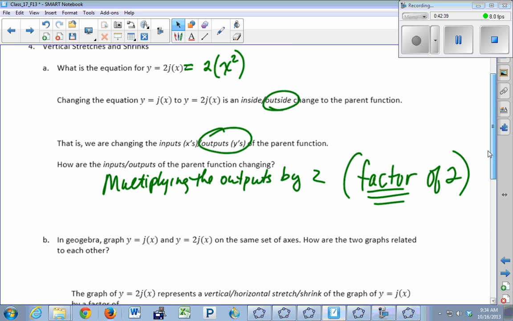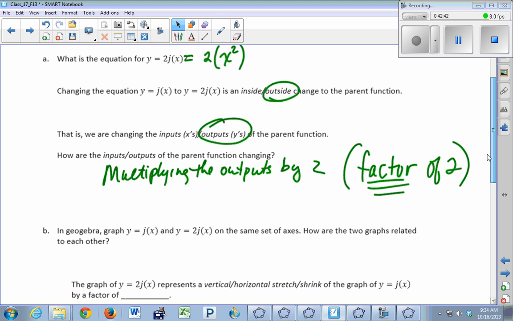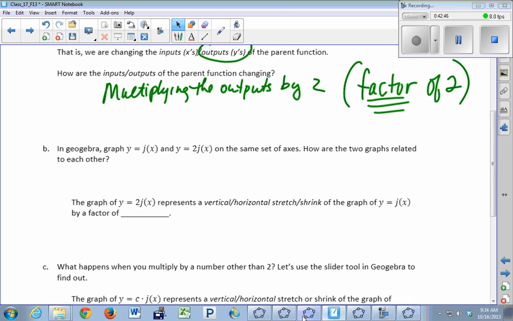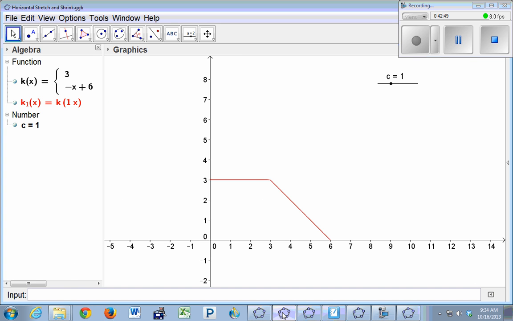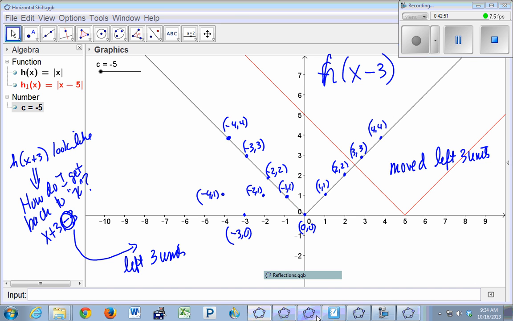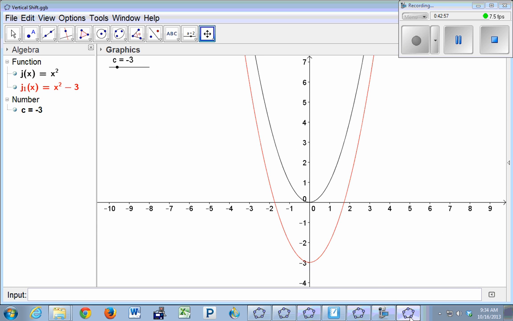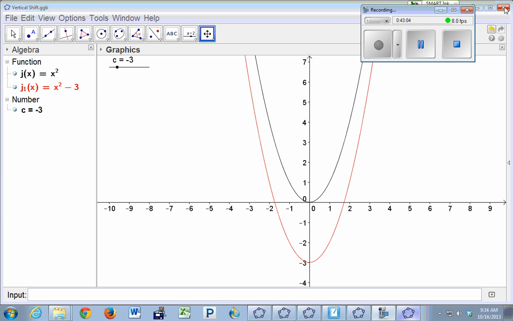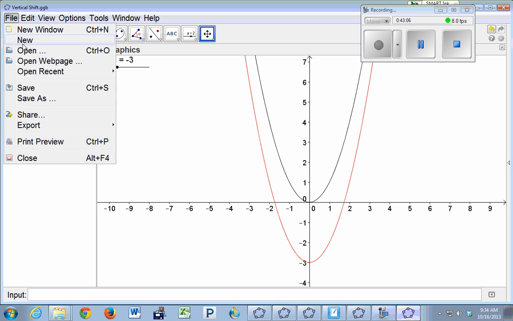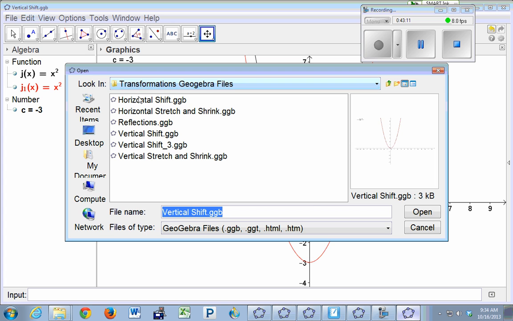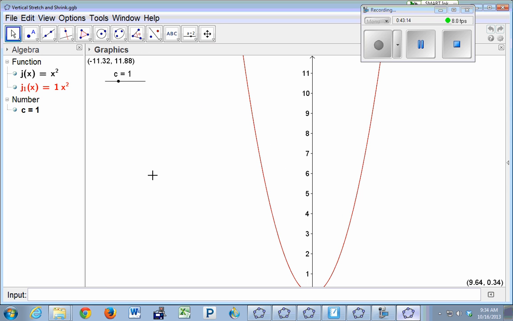Okay, so in GeoGebra, graph j of x and then 2 times j of x on the same axes, and let's see how they're related. So let's go to GeoGebra and we'll look for our vertical stretches. That's not it. That's not it. Okay. I did that by accident. Open. Don't save. Vertical. Here we go. Okay.